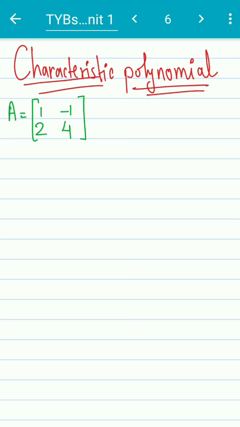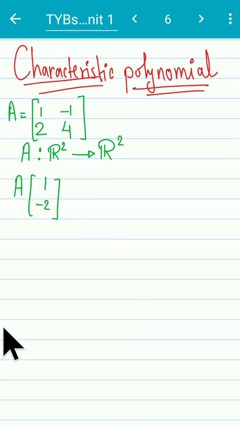Okay, so I have considered a 2 cross 2 matrix A, with rows 1, -1 and 2, 4. I want to talk about this matrix. This matrix is nothing but a linear transformation, correct? So this matrix A is nothing but a linear transformation from R2 to R2, correct? Okay, so I know it will take an element of R2 and send it to an element of R2. So let me just check the map of A of the element (1, -2), means I'm trying to check where this (1, -2) will get mapped inside R2. Let me just try to see.